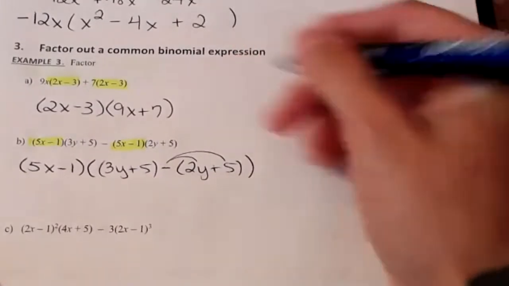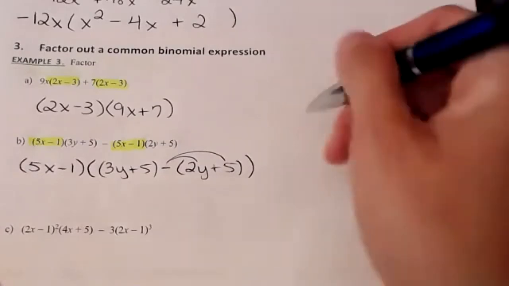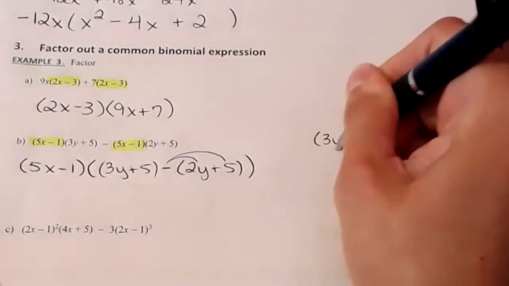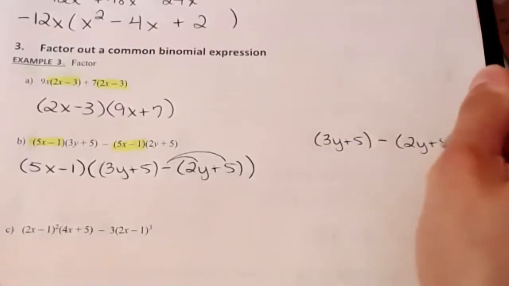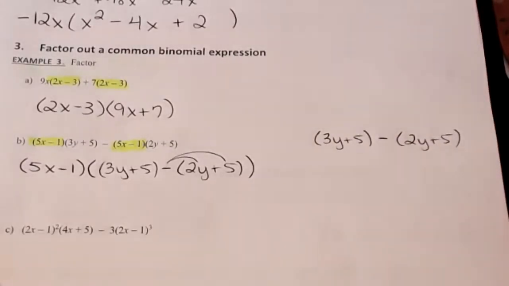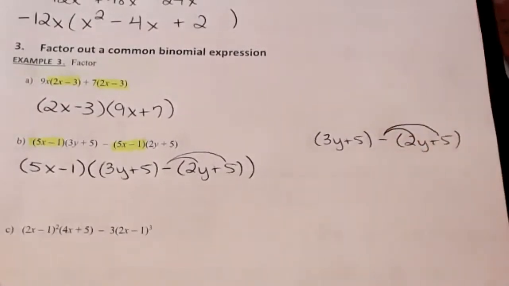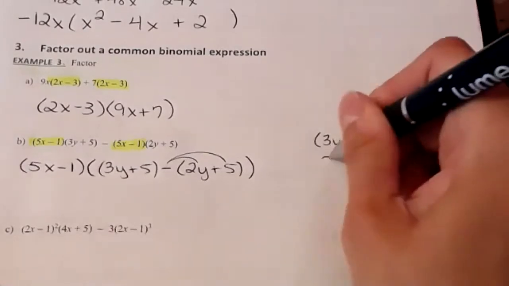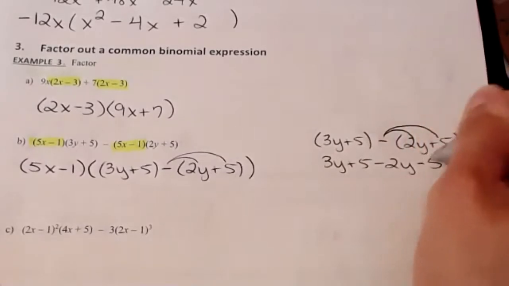So if we did a little bit of side work, I'm just going to shift my notes over just a touch. And any of you who've taken my class, you know I do side work all the time. So we have 3y plus 5 minus 2y plus 5. We are not multiplying here, we're subtracting, which means we have to distribute the negative sign throughout the second set of parentheses. This leaves me with 3y plus 5 minus 2y minus 5.